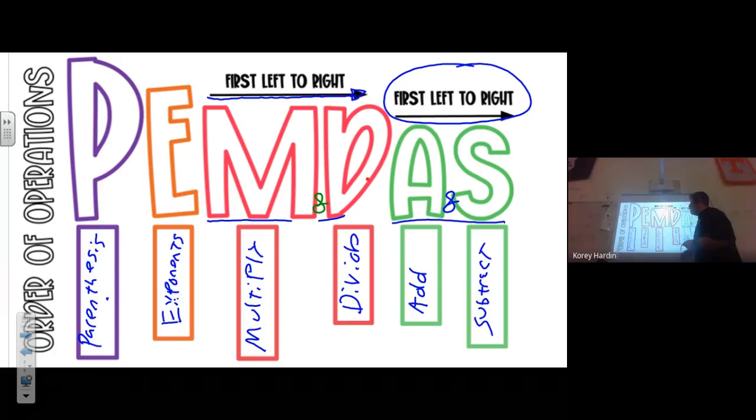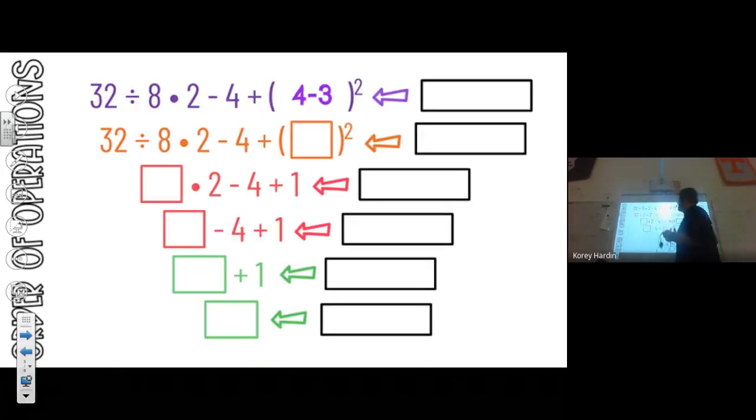So if you have not paused the video, you can go ahead and type that in your guided notes. But what I want to do is slowly go through one of my problems, okay? Slowly go through one of my problems. So the first thing I have up here is parentheses, okay?